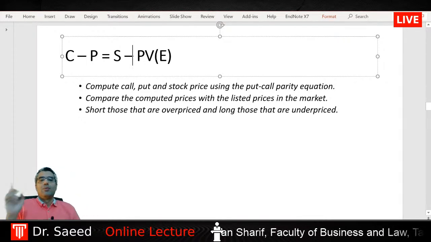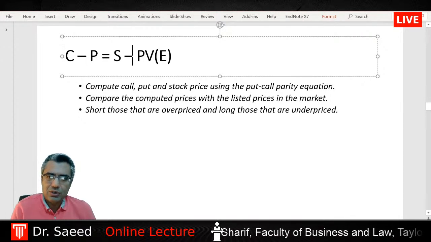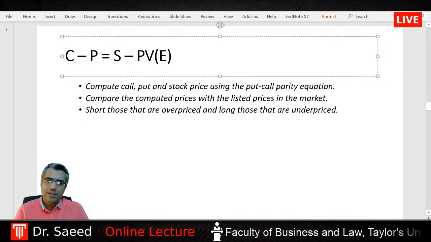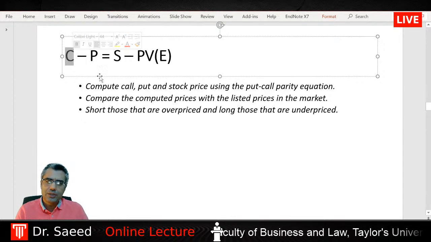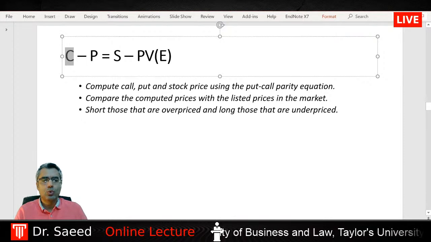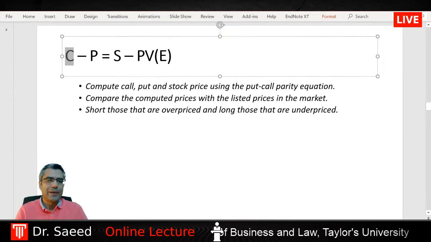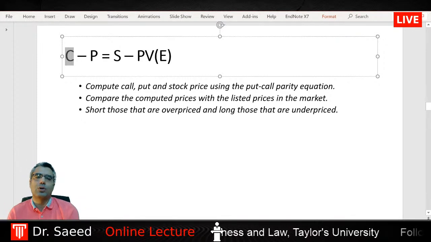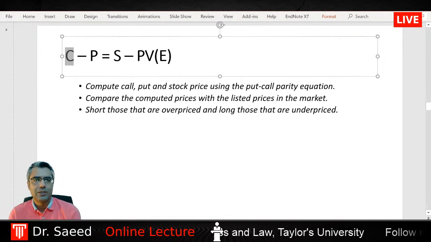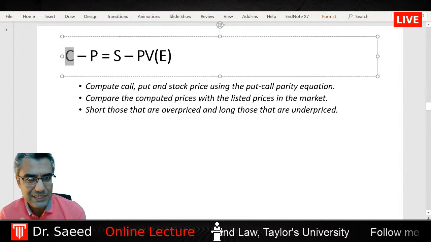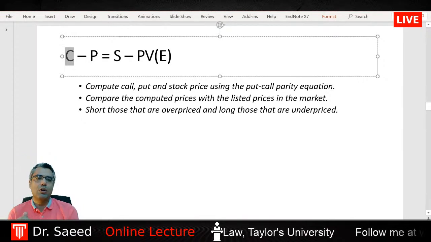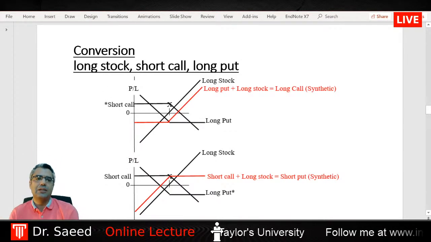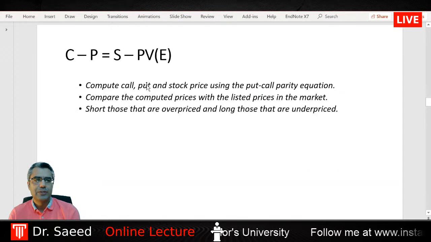But what I want to tell you is there are just two main forms. When there is mispricing, the call option can be overpriced or underpriced. If call option is overpriced, of course you sell it, you short it. And if the call option is underpriced, of course you buy it. So this is the idea behind this conversion and reverse conversion.